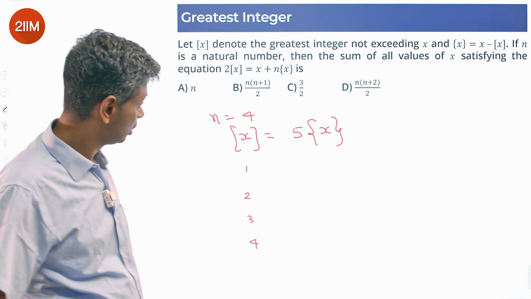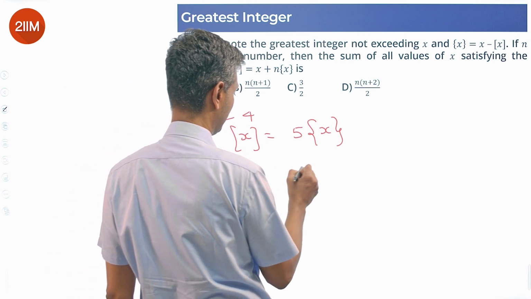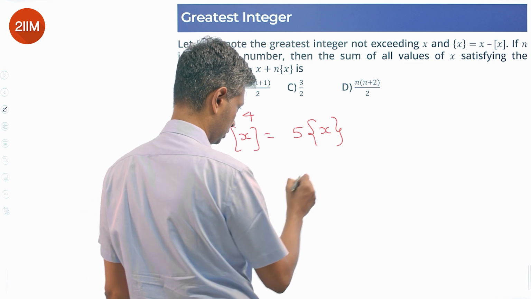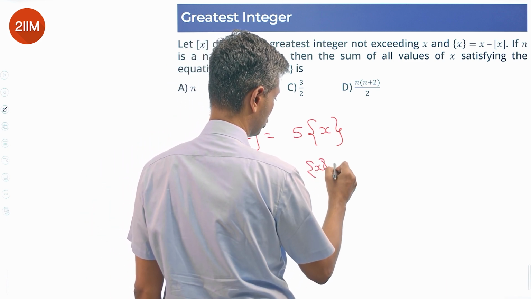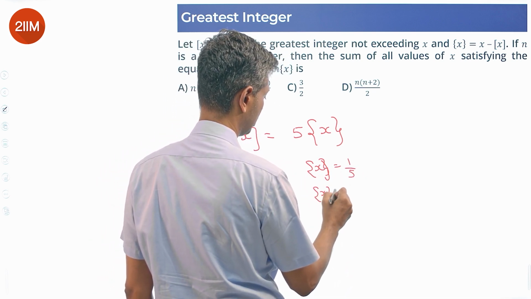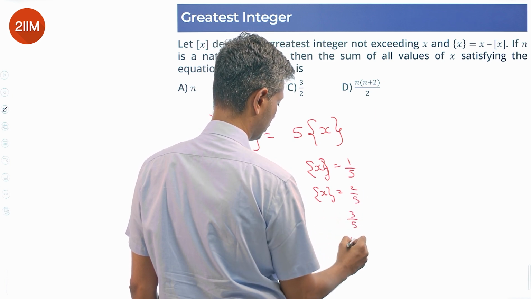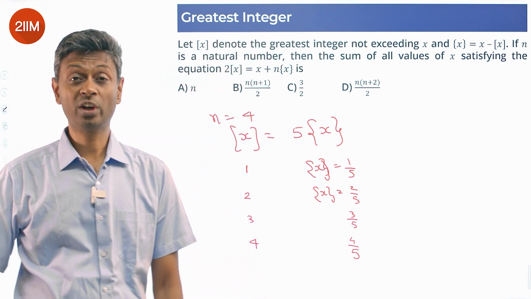Nice, brilliant. So what will be the decimal part of x? This is the greatest integer part of x. If this were 1, then 5 into decimal part of x should be this. That means decimal part of x should be 1 by 5. If this is 2, decimal part of x should be 2 by 5. Then 3 by 5, 4 by 5. Brilliant. Now we are on to something.